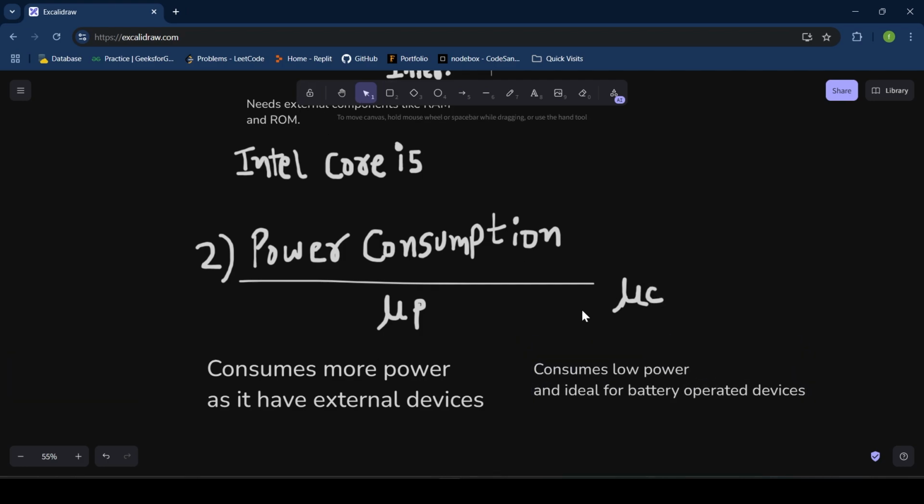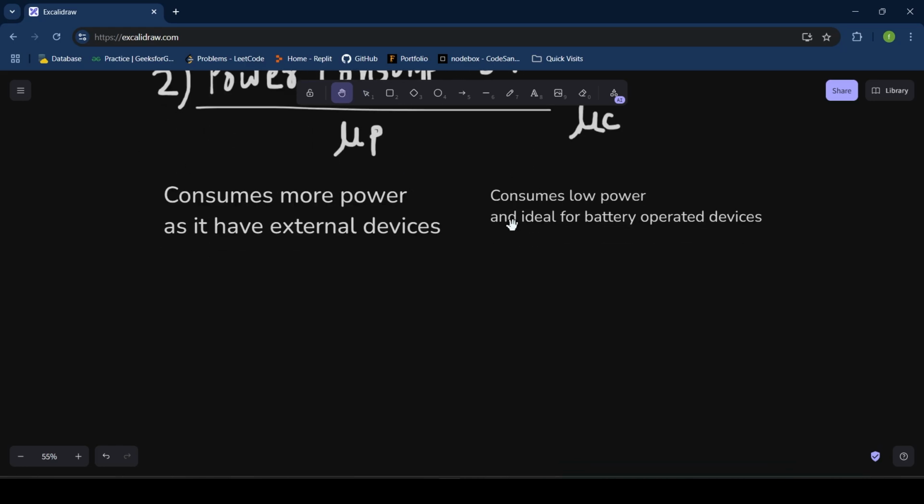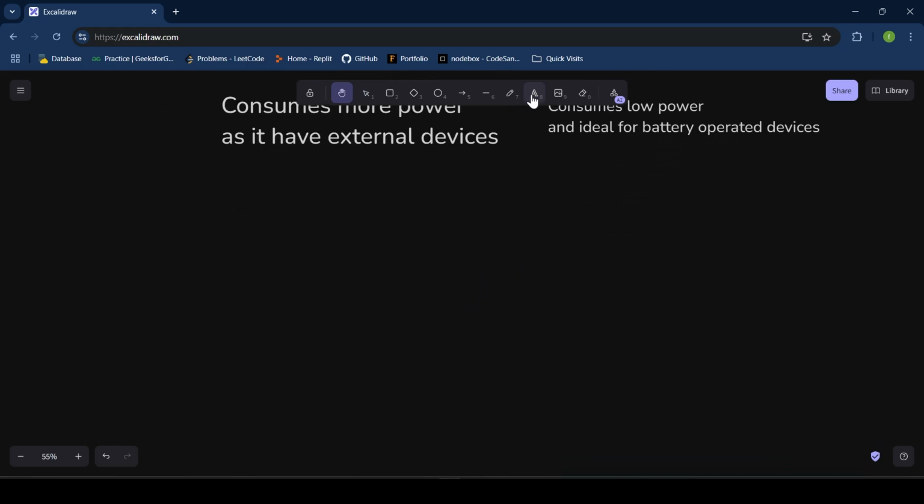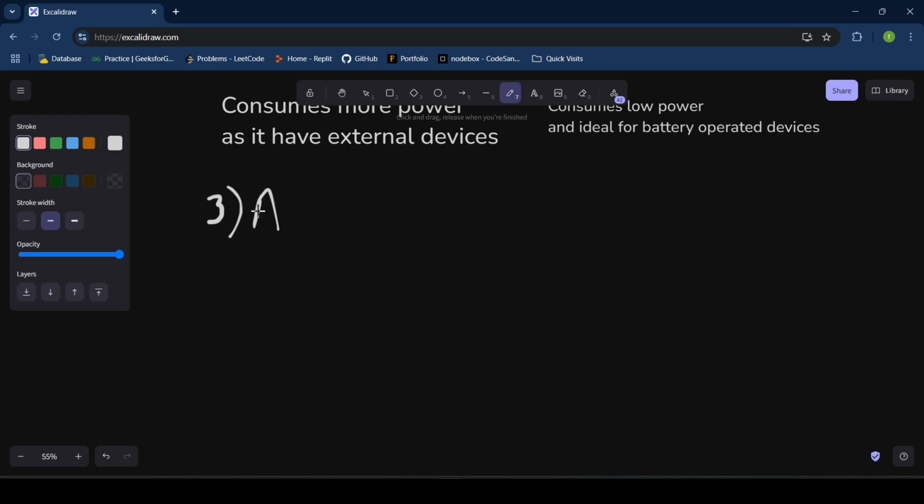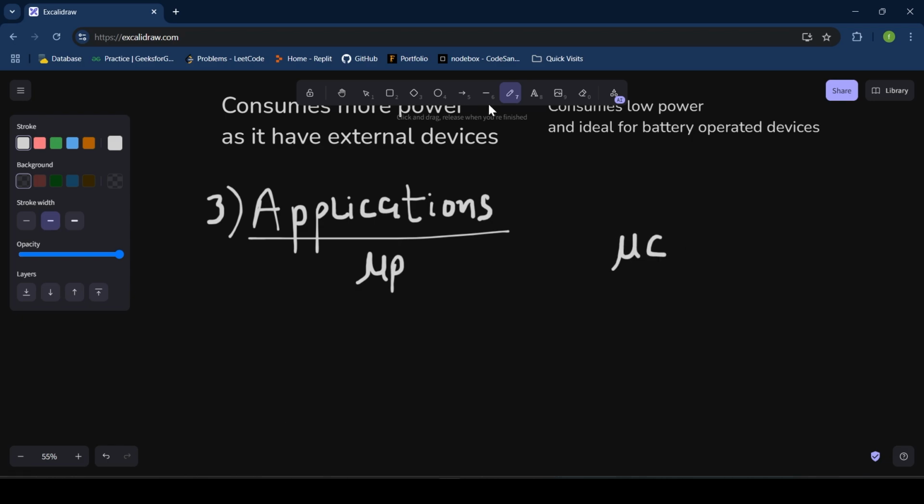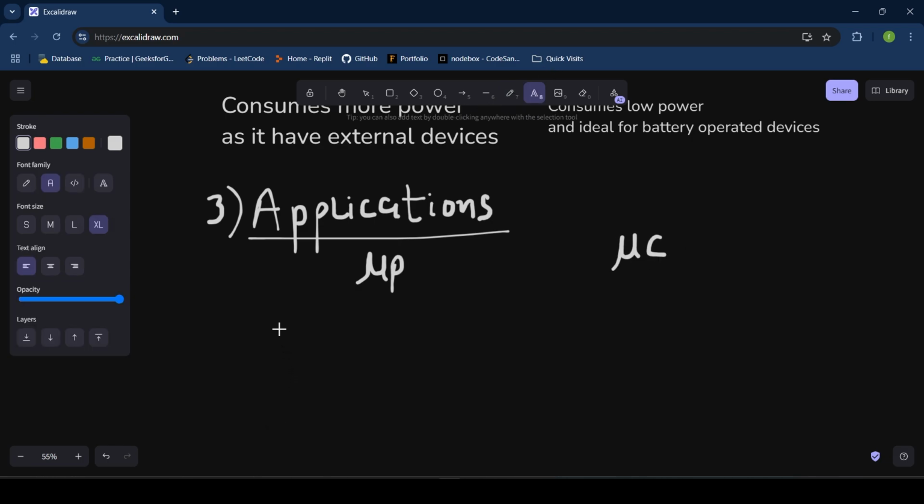Now let's move on to the next point. So the next difference would be simply their applications. So microprocessors have their applications in computers, laptops, and smartphones. And for microcontrollers, they have their applications in washing machines, refrigerators, but there can be many more.